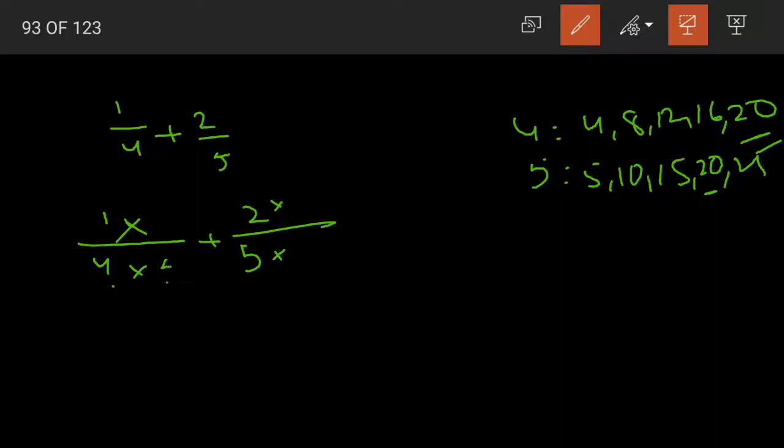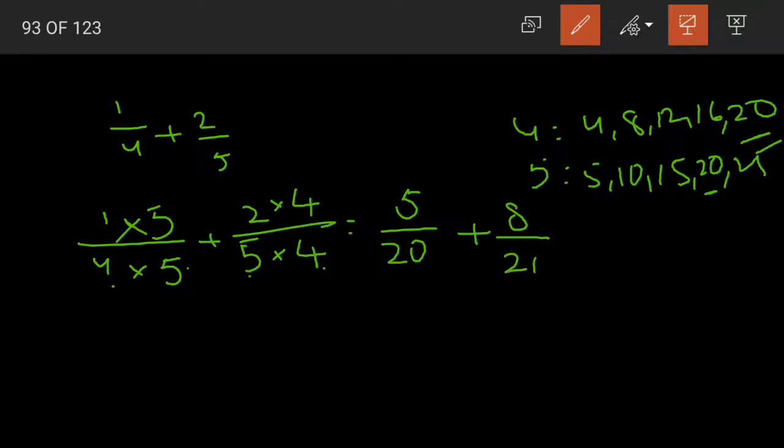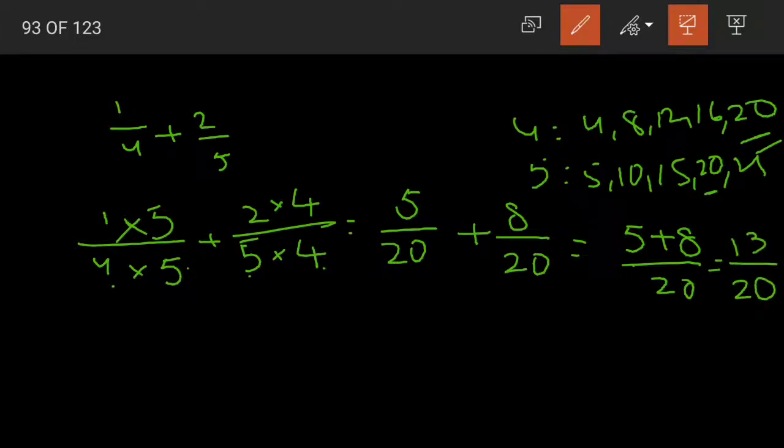Now when will we get 20? 4 into 5. So multiplying the numerator with 5 as well. Now here 5 into 4 is 20. So multiplying the numerator as well. 1 into 5, 5 by 20 plus 2 into 4, 8 by 20. It is nothing but 5 plus 8 divided by 20 is equal to 13 by 20.